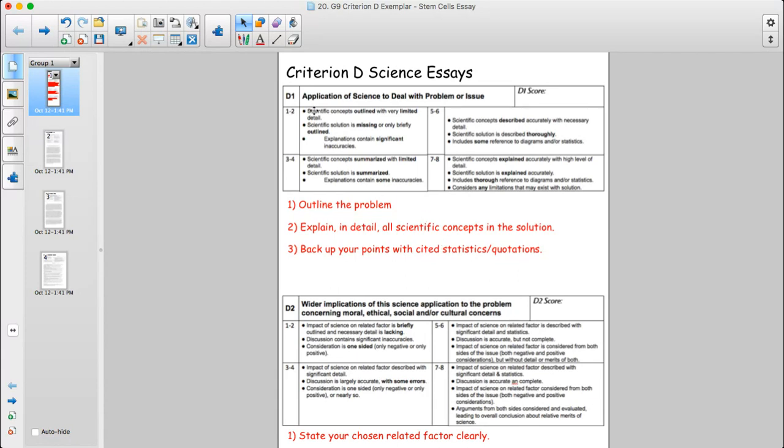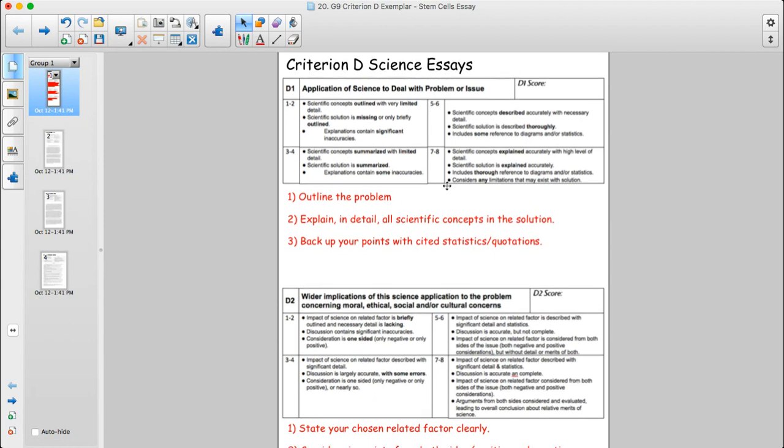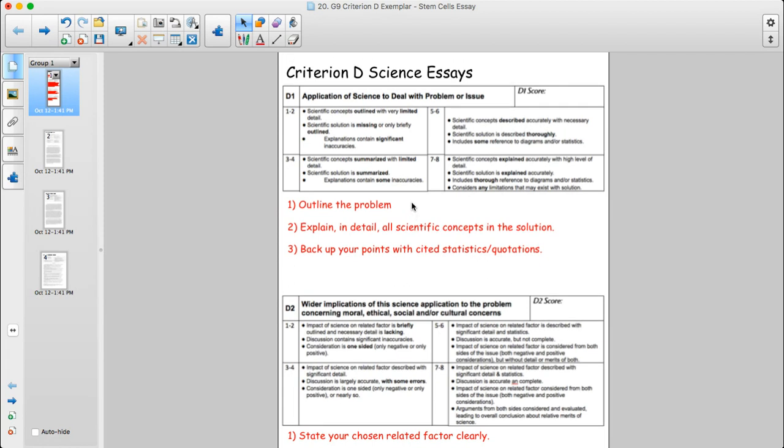So D1 is explaining the application of science to deal with a problem or issue. Really what you need to do here is outline the problem, some details about the problem that your essay is focused on, and explain in detail the scientific concepts that explain how the solution works to treat the problem. And this really includes the foundation science as well as some of the more minute details about how the solution treats the problem. And I'll try to explain what I mean by that when I look at the example essay.